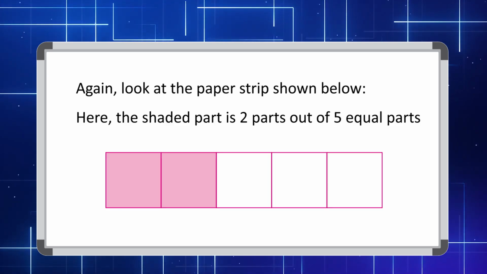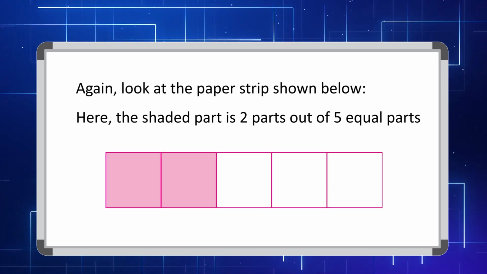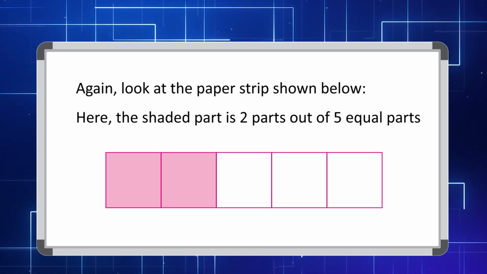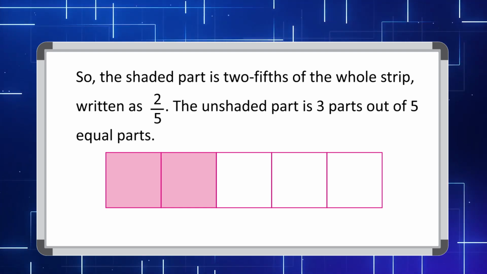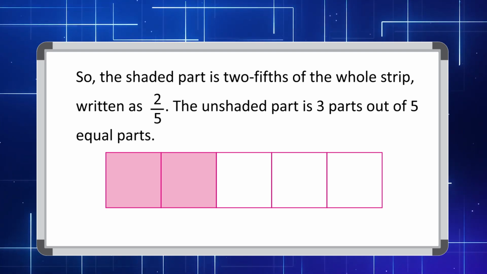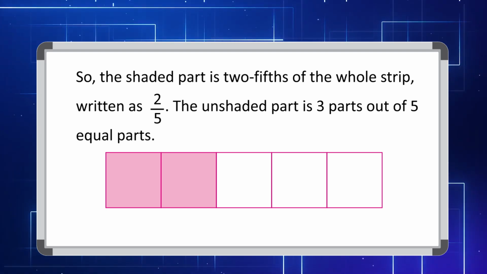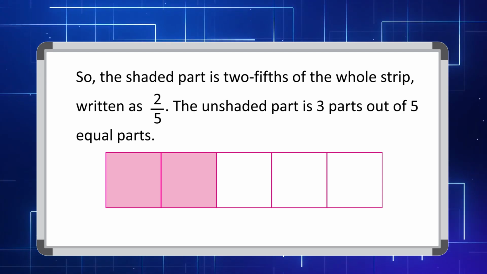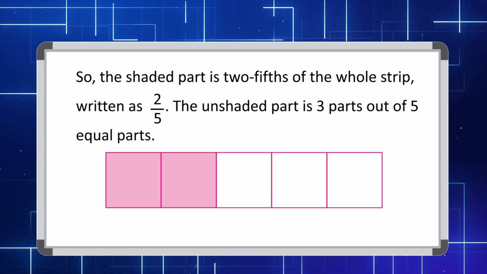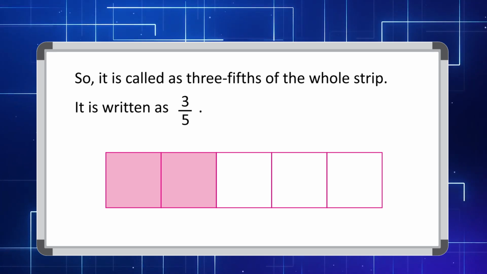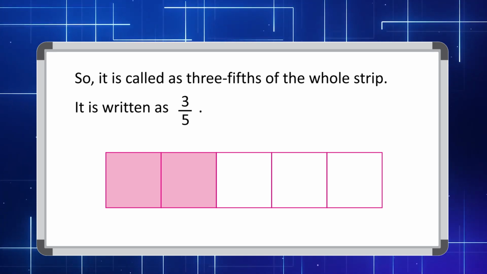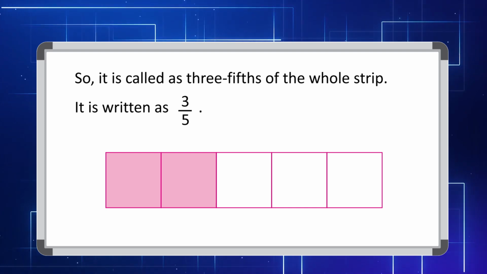Again, look at the paper strips shown below. Here the shaded part is 2 parts out of 5 equal parts. So, the shaded part is 2/5 of the whole strip, written as 2/5. The unshaded part is 3 parts out of 5 equal parts. So, it is called 3/5 of the whole strip. It is written as 3/5.